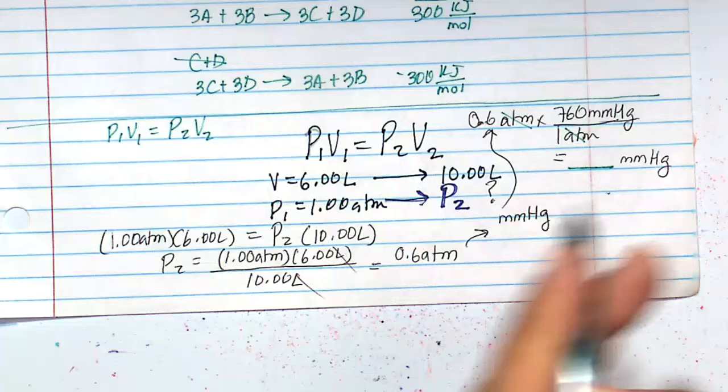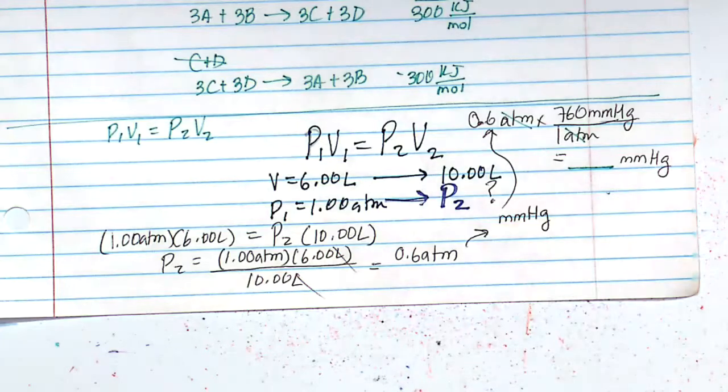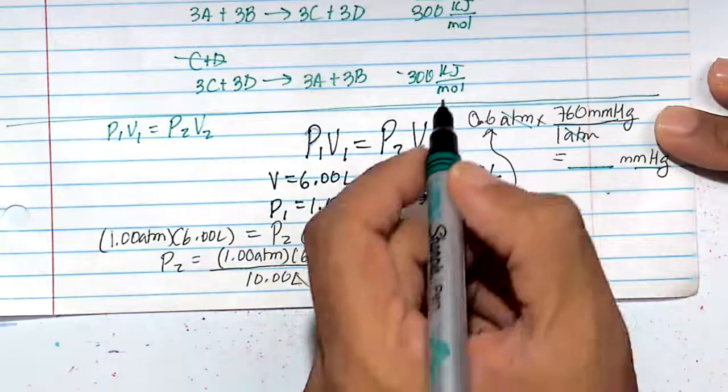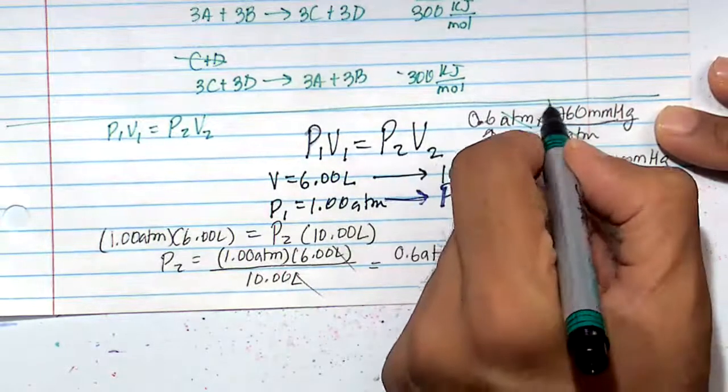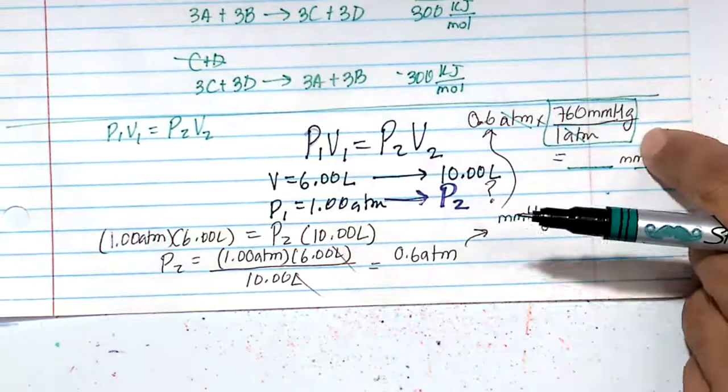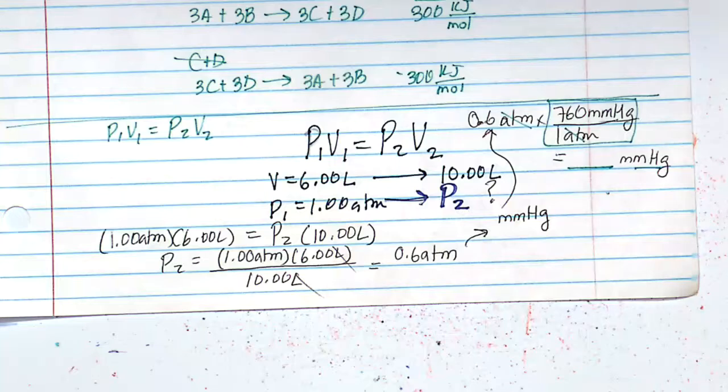So on the test question, you may have to answer it in this unit, right? If you have to answer it in millimeters of mercury, you'll have to use this conversion factor, which I'll give you. You do not memorize conversion factors. So this is kind of what you'll see both on the multiple choice and the problem set.